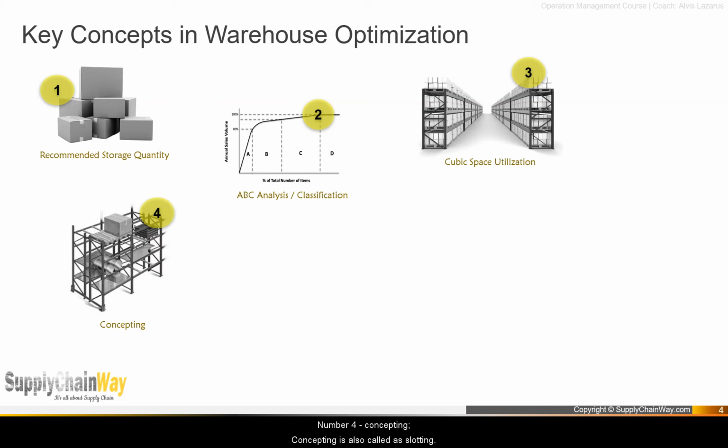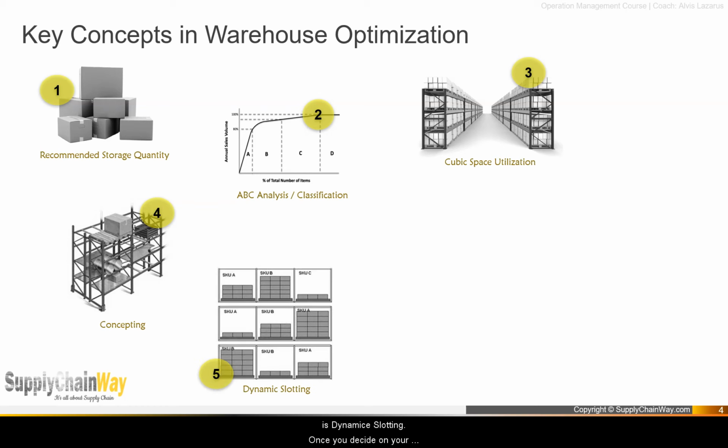Number 4, concepting. Concepting is also called slotting. In cubic space utilization, we talked about ensuring all the space is utilized. There you will take a decision of whether you are going for a rack, a bin, etc. To decide that, concepting is a sub technique which you use when you are trying to increase your cubic space utilization. Concepting ensures you don't have any space leakages within your storages.